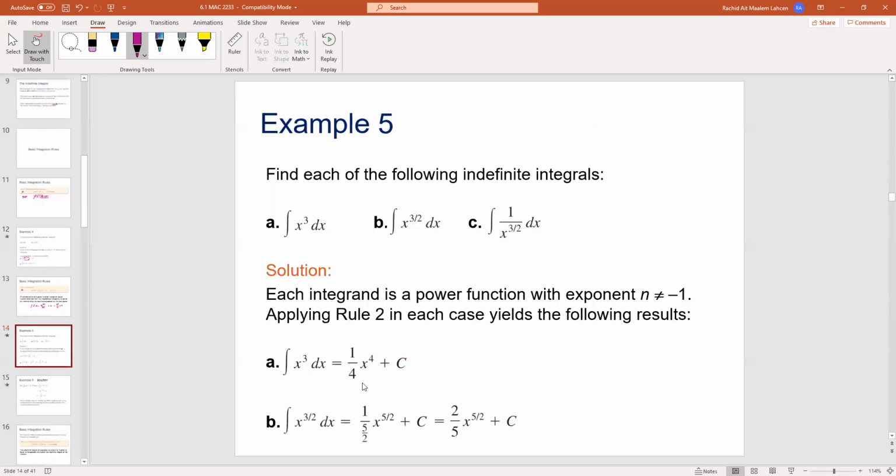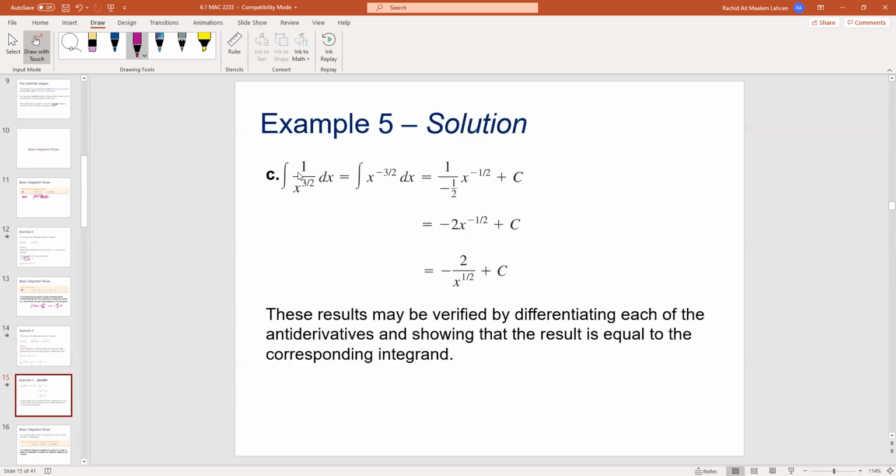And here you have a few examples to follow. So maybe you can pause the video and do these examples, or if you have, let's do number C, because C is interesting, like what we've done before. If we have this rational exponent, we make it a negative exponent. You see, like how you used to make negative exponents positive, here you're making a positive exponent negative, because you need to carry out this power rule, which is rule 2, this second rule.